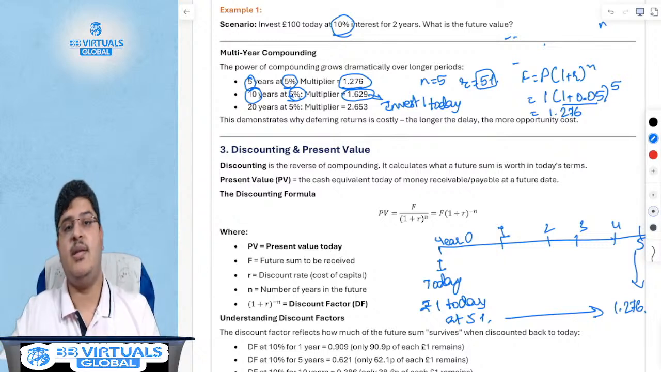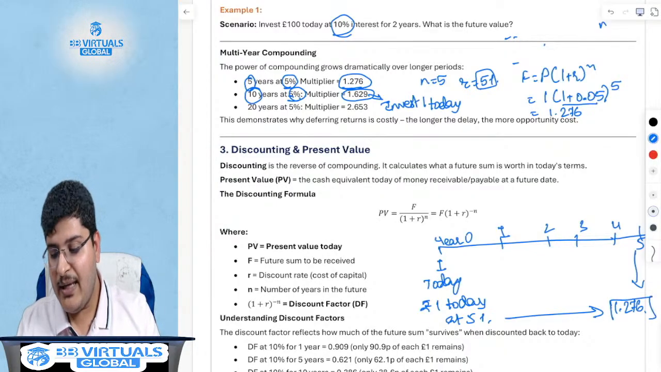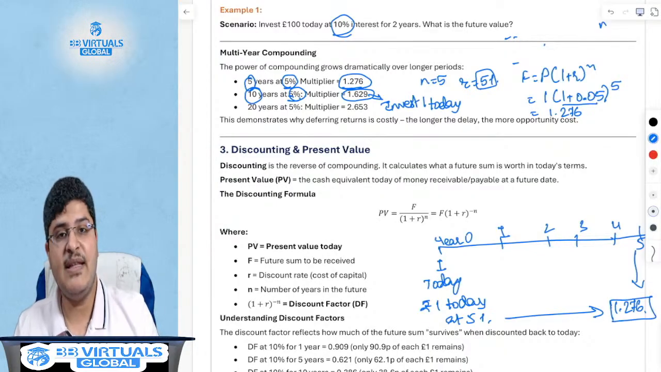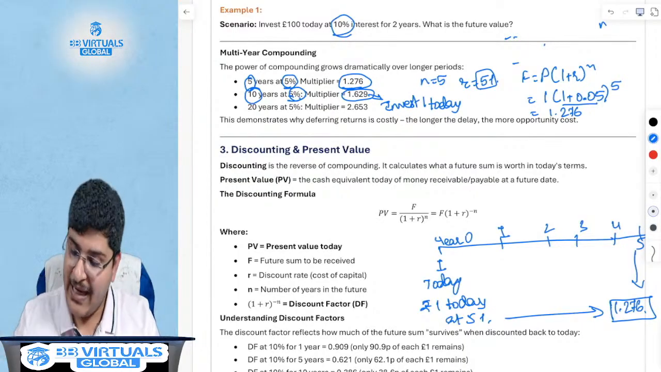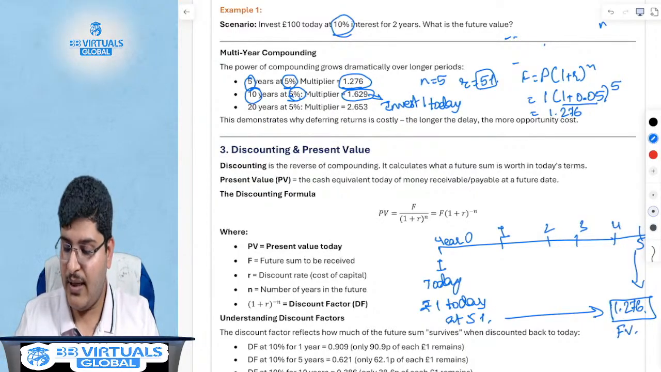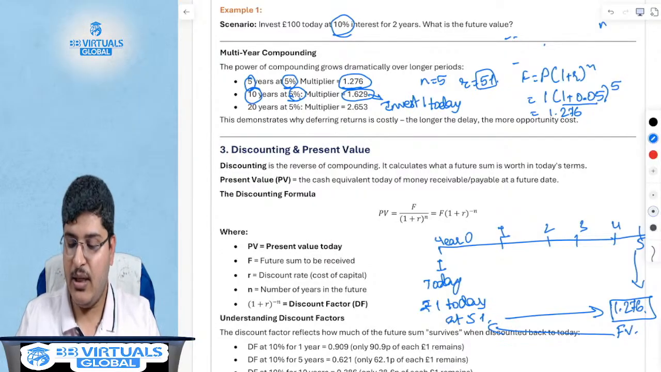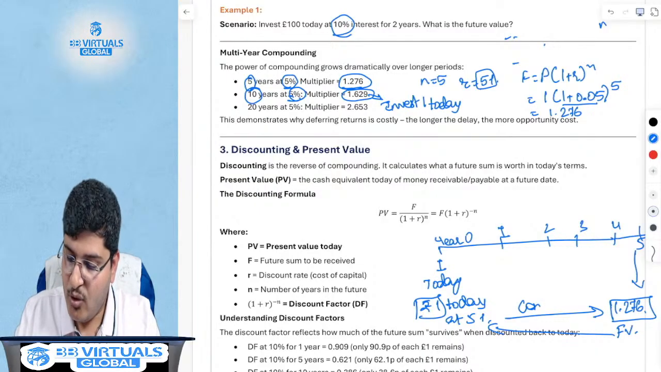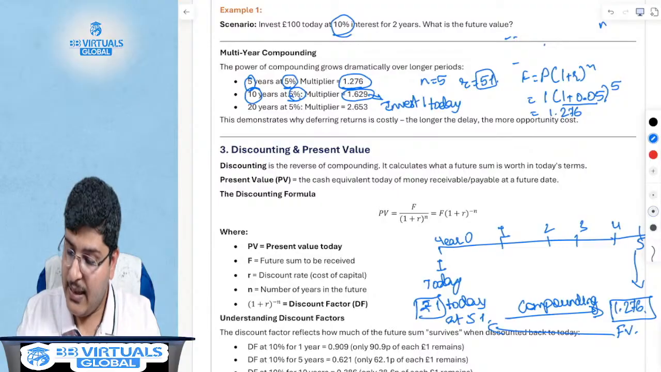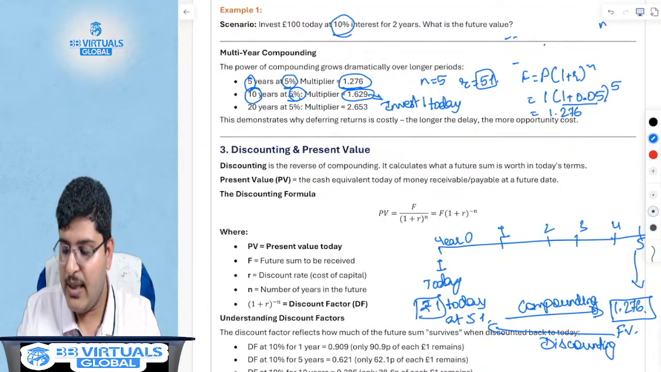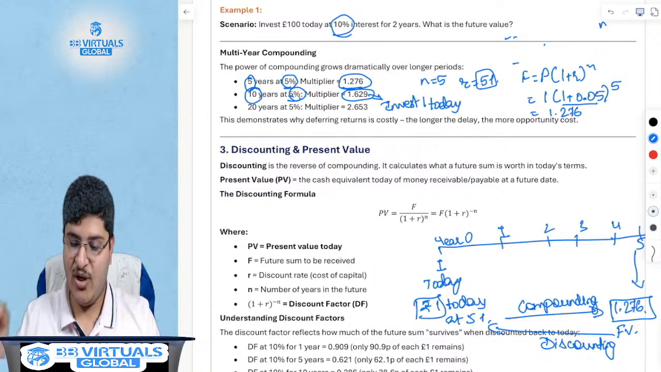But if I was to ask you the other way, what is the value of the 1.276 which I will get in 5th year? What is the value of that 1.276 of future value today? What is the value today? The answer is rupee 1. So this process where you go from 1 rupee to 1.276 is compounding, and this process where you come back from 1.276 to rupee 1 is called discounting.